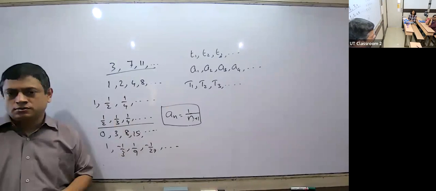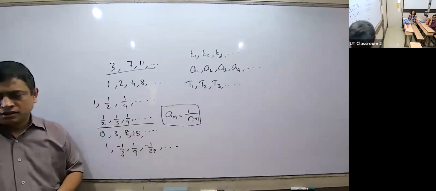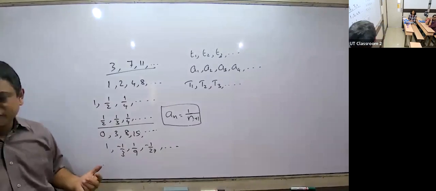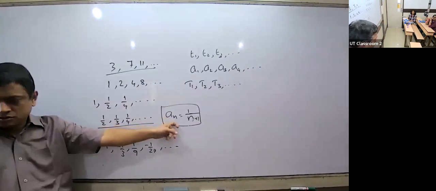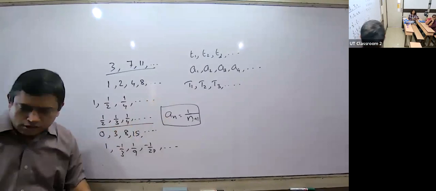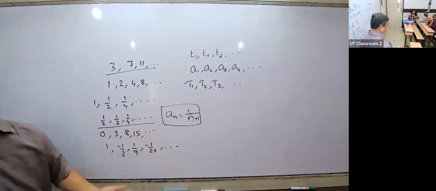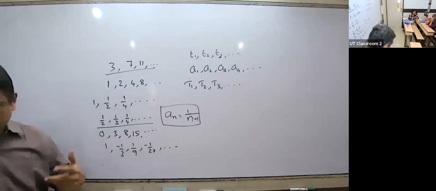So how will you identify that n is 3 or n is 2? What do you mean by first term? A1, so replace n equal to 1. What do you mean by A3? Third term, replace n equal to 3. If the question is find A3, find A5, like that.